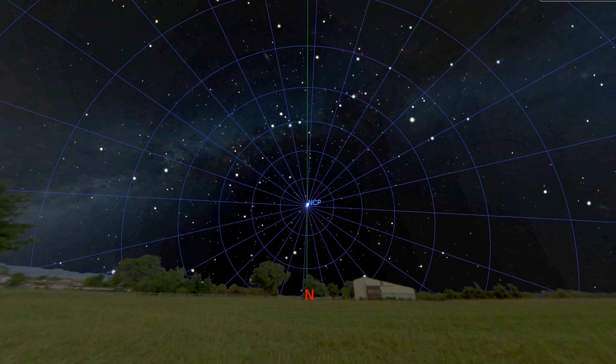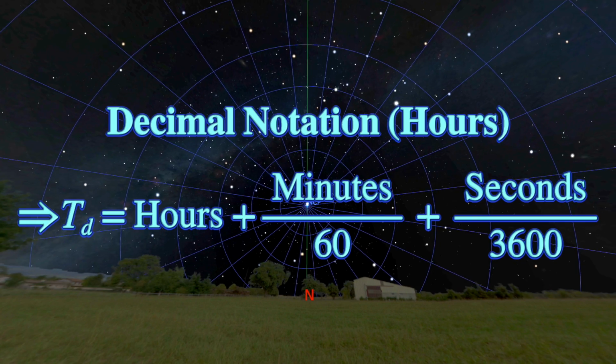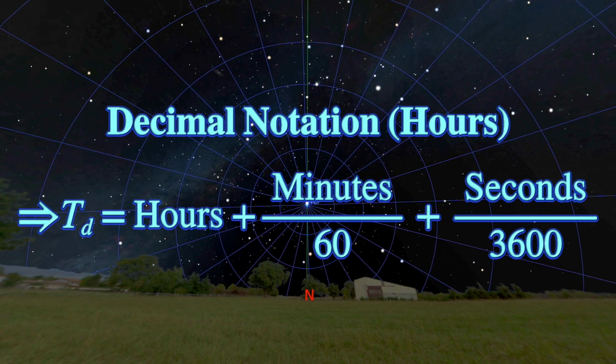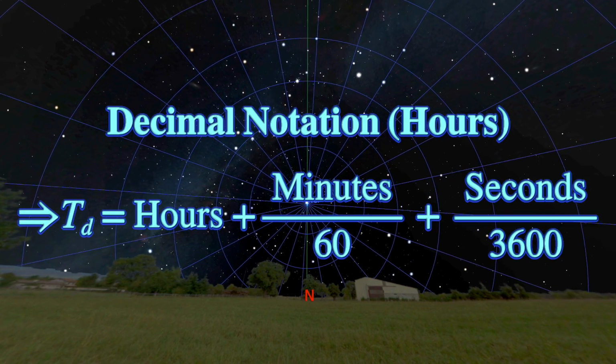To convert minutes and seconds into decimal hours, divide the minutes by 60 and the seconds by 3600, add the results together, and then add the hours.